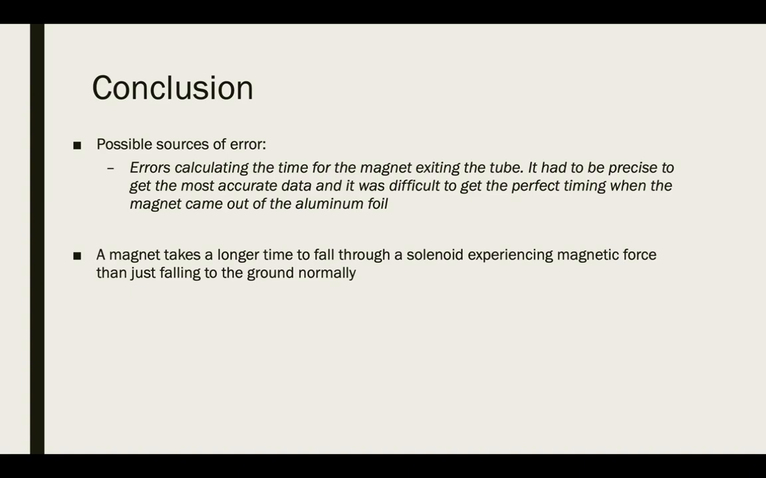And then our conclusion, as we said before: a magnet takes a longer time to fall through a solenoid, experiencing magnetic force, as opposed to just falling to the ground normally. And the main error in the experiment was the error in calculating the time for the magnet exiting the tube. It had to be very precise to get the most accurate data. And it was difficult to get the timing perfect when the magnet came out of the aluminum foil, which caused the most error in our data in the experiment.